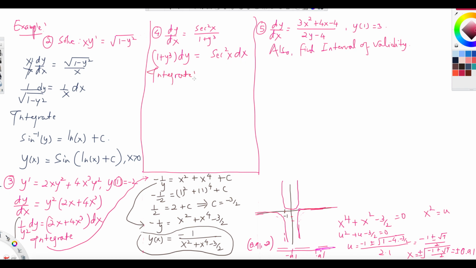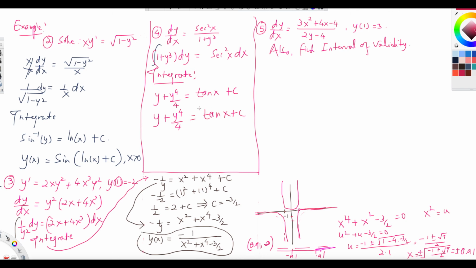What do you get? If you integrate, you will get y plus y to the 4 over 4, because if you integrate each of those, the integration of 1 with respect to dy is y. And this equals the integral of secant square x dx. What is the integral of secant square x? That is tangent x plus c, right? So it is y plus y to the 4 over 4 equals tangent x plus c.